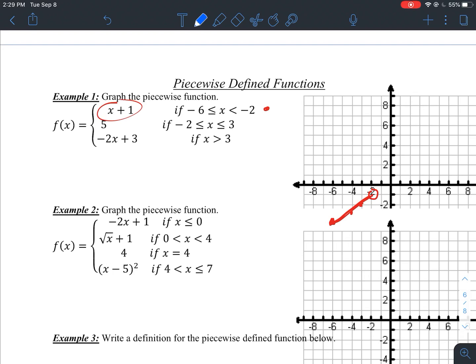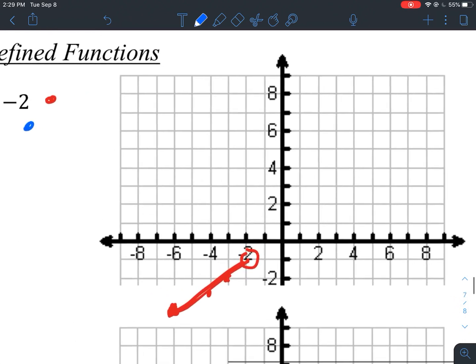Okay, and then the next one I'm going to use blue for. That's just a horizontal line, y equals 5. And that's going to be between negative 2 and 3. And both of these will get closed circles. So between negative 2 and positive 3, I'm just going to graph the horizontal line, y equals 5.